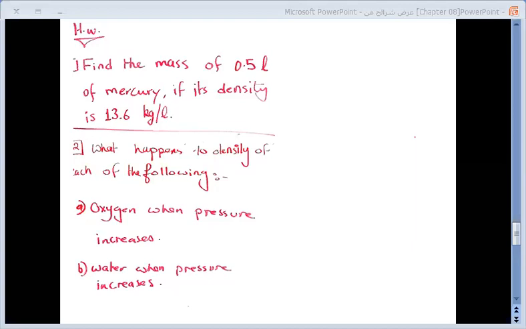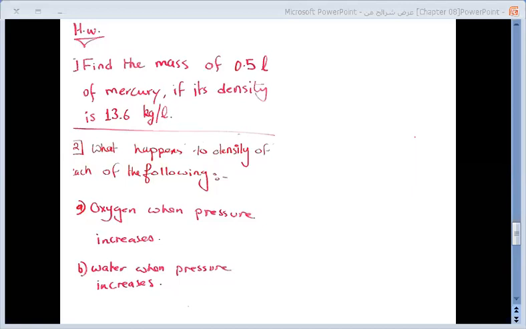تفضل يا وائل. Answer number B. Water, when pressure increases, the density in solid and liquid doesn't depend on pressure, so it will stay the same. Excellent. ماشاء الله لا قوة إلا بالله. ممتاز. جزاك الله خيرا بدر. So excellent بدر.